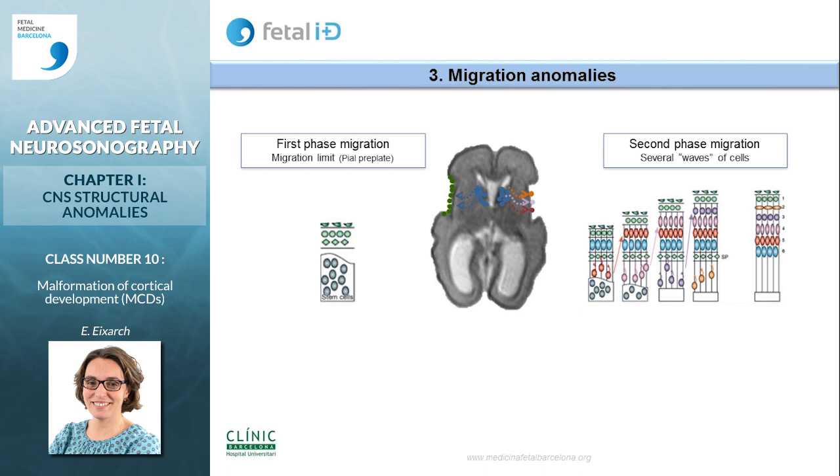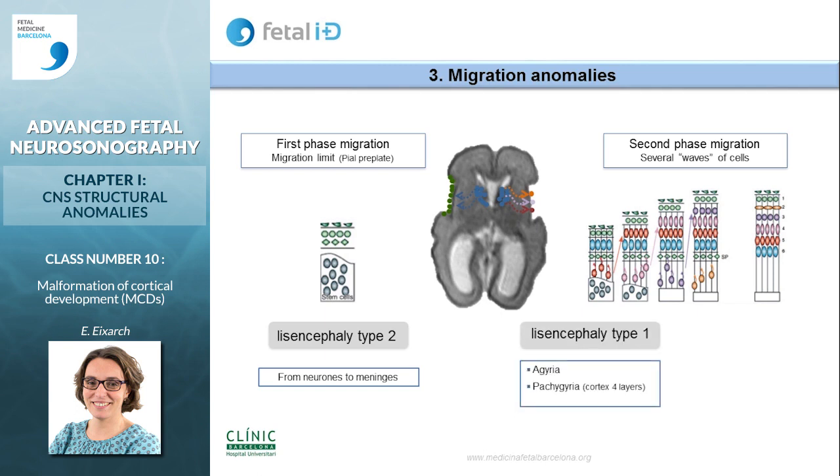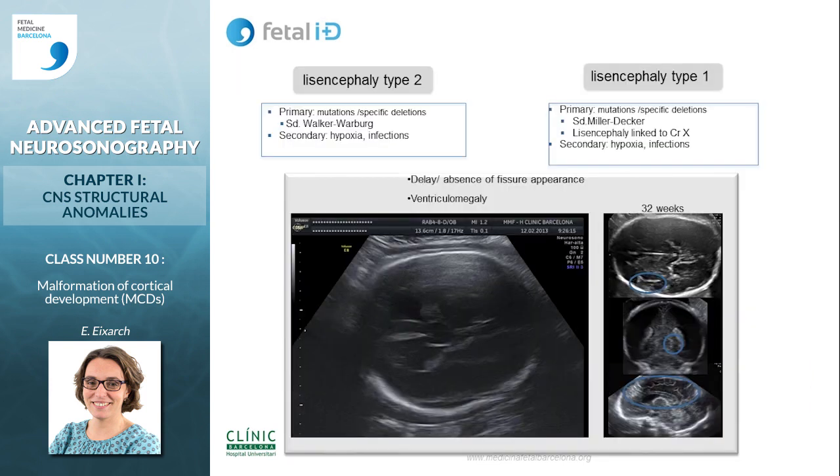Which is the mature cortex? If there is a problem in the first phase, it can lead to a type 2 lissencephaly, in which the neurons migrate further than the established limit, until the meninges. If there are anomalies in the second phase, it can lead to a type 1 lissencephaly, in which the neurons don't arrive at the cortex, so agyria or pachygyria with a 4-layer cortex is produced, in which the neurons are accumulated in periventricular nodules, cortical or in bands.